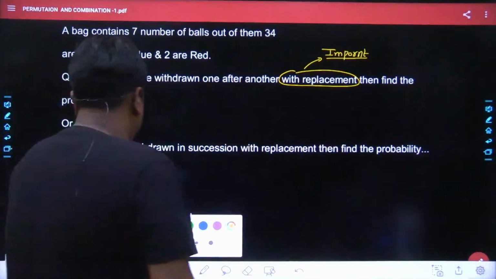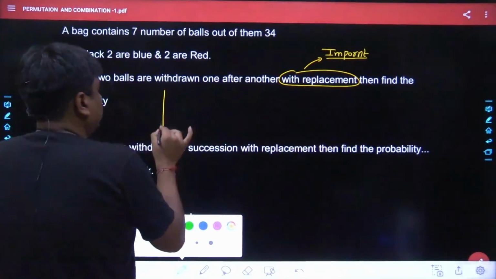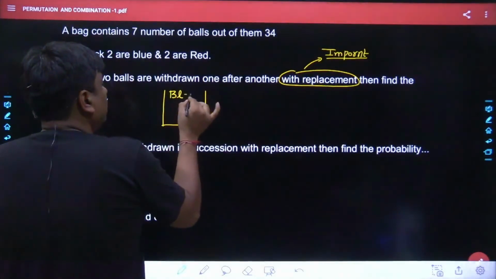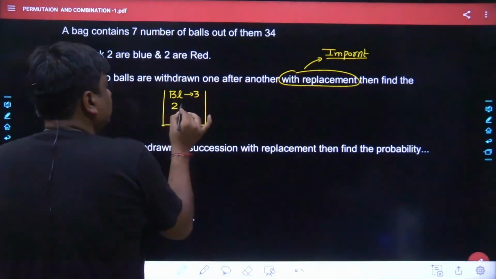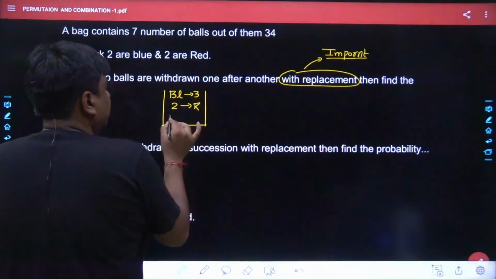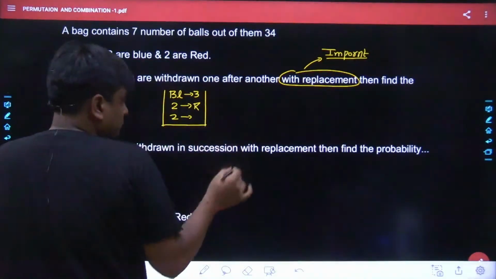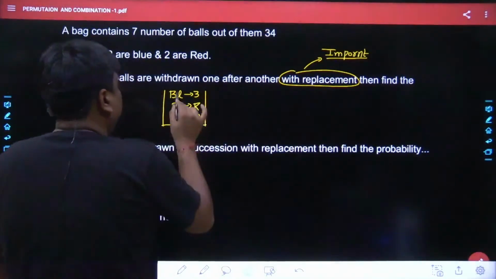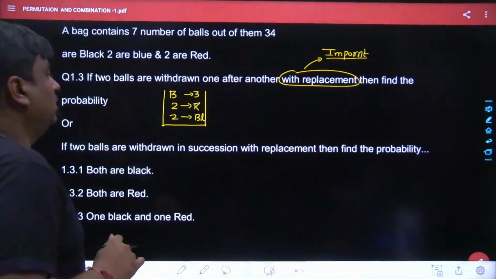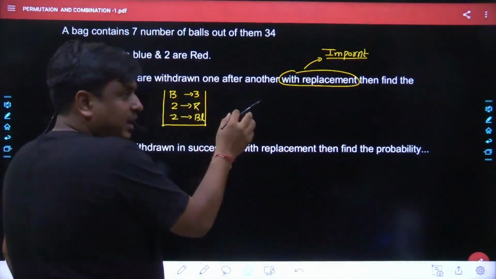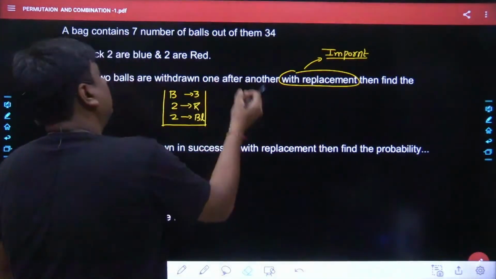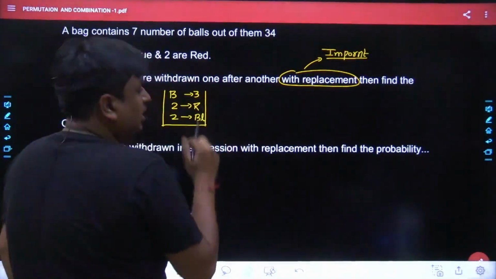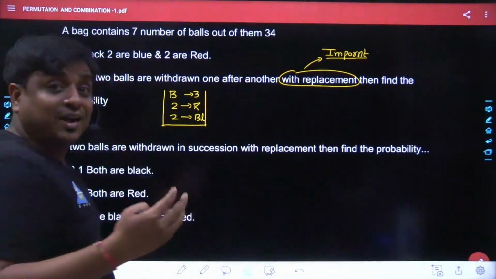Here also we had a total of 7 balls. Let's take this as a bag. Total 7 balls. Among them, 3 balls are black, 2 balls are red, and similarly 2 balls are blue. Let's take blue as BL and black as 3. See, one ball is taken out, the color is seen, then it is put back into the box, it is well shuffled, and the next ball is taken out. We want to know different kinds of probability.